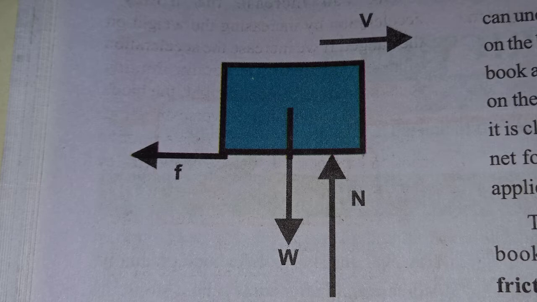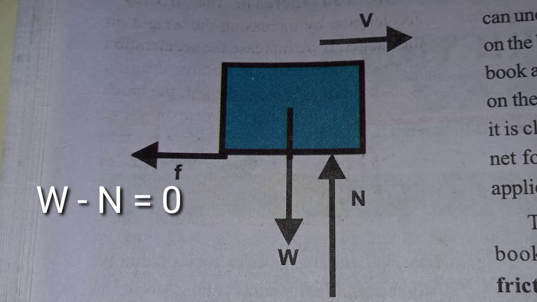As there is no change in the motion of the book along the vertical direction, the book is in the rest position. So we can understand that the net force acting on the book in the vertical direction is 0. That is, W minus N is equal to 0. That implies W is equal to N.